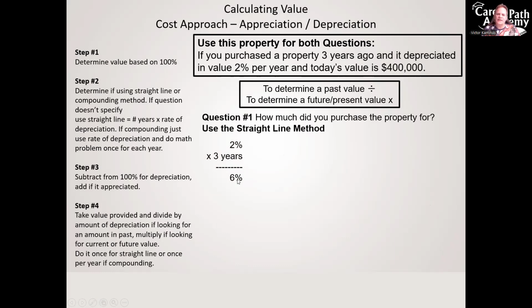And it depreciated. So the next step is, are we going to add or subtract this 6% from 100%? Because remember, value equals 100%. So we're going to subtract 6% from 100%. That gives us 94%. Now, are we trying to figure out a value in the past or a current or future value based on the question?